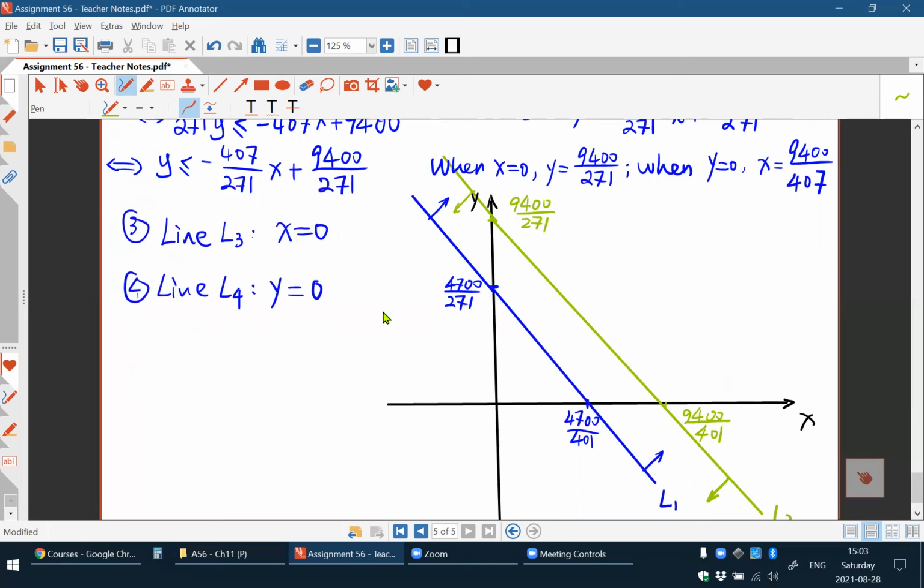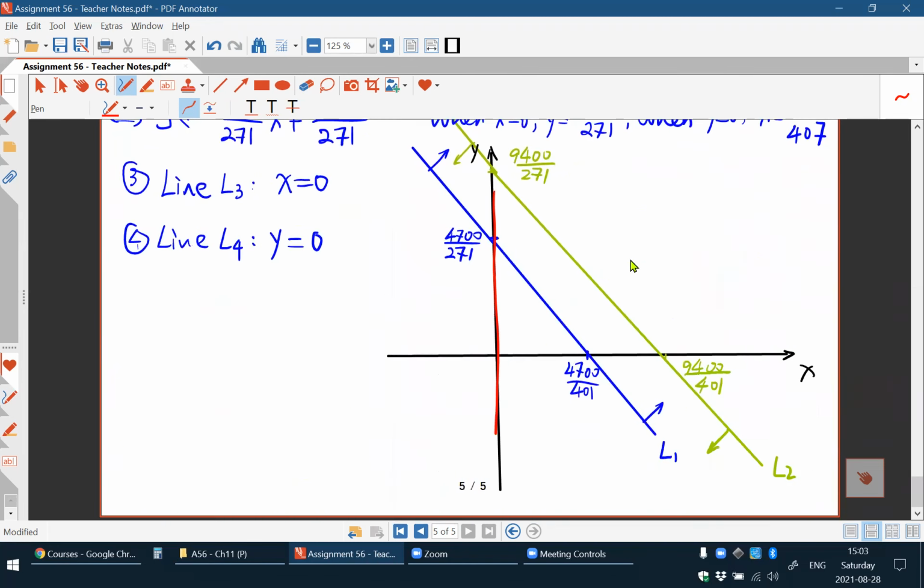Anything else? Yes, we have line 3. Line 3 is x being 0. X being 0 is a vertical line like this, right? It looks like a vertical line here. And constraint 3 says x should be larger than or equal to 0. That corresponds to the region to the right of this line. Line 4 is a horizontal line, y being 0. And the constraint states that y should be above this line.